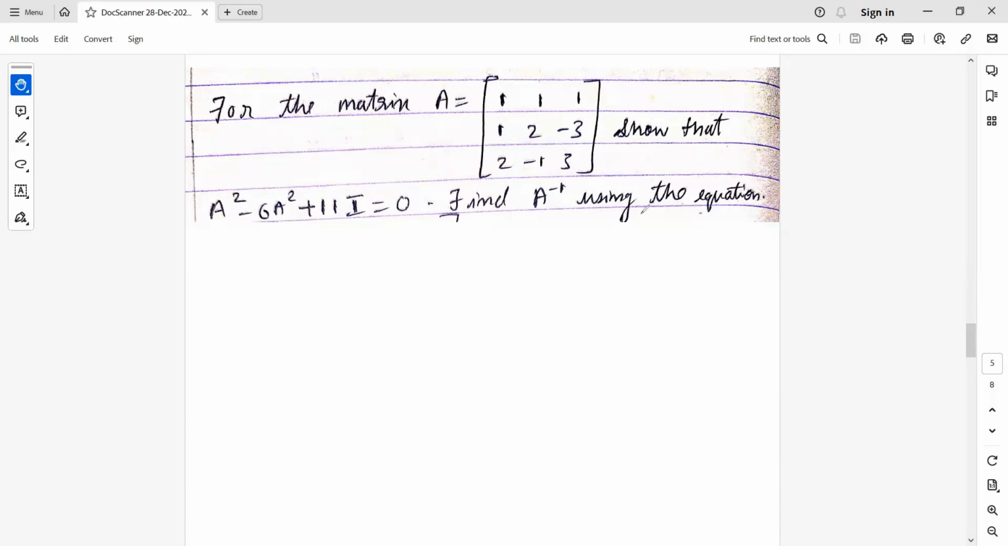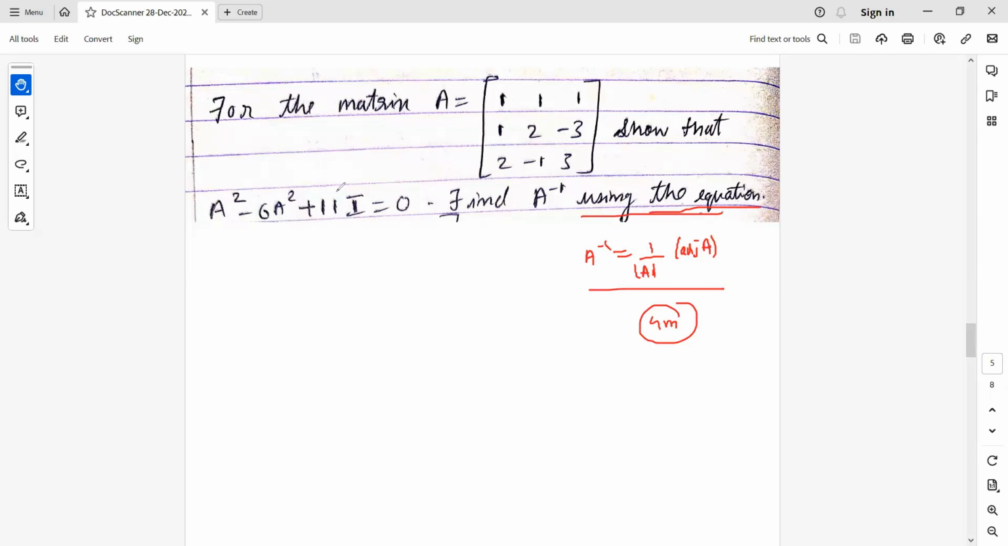Here the question is not using the matrix method nor the formula, so we need not use the formula of A inverse. We already know the A inverse formula: 1 upon determinant of A into adjoint of A. But in this particular example, for this 4-mark question, we need not use this formula. Without using the formula, we have to calculate A inverse. Strictly they have said find A inverse using the equation.